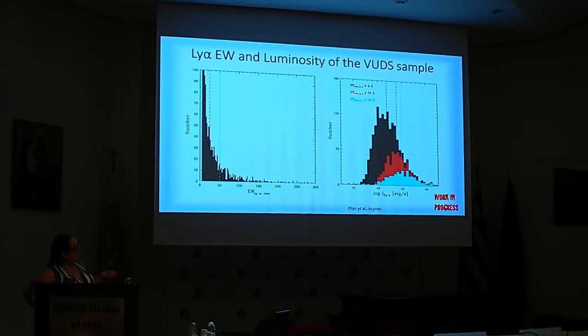And if you look at the Lyman alpha luminosity distribution, you can clearly see that the peak of this distribution shifts towards higher luminosities if you also go to higher equivalent width, where the highest equivalent widths are basically making up the high luminosity end.